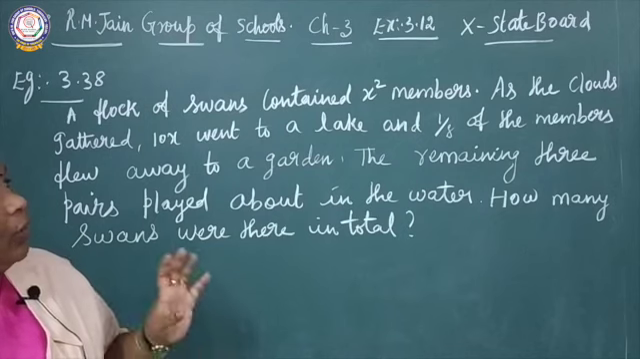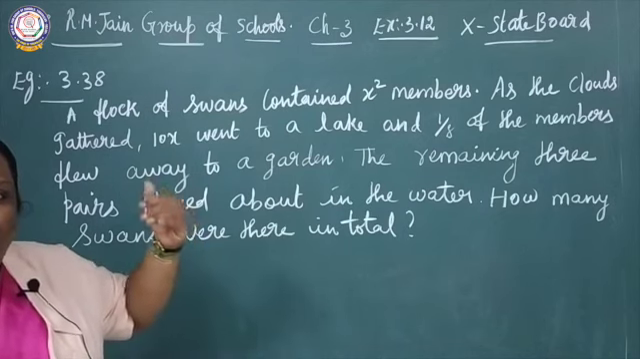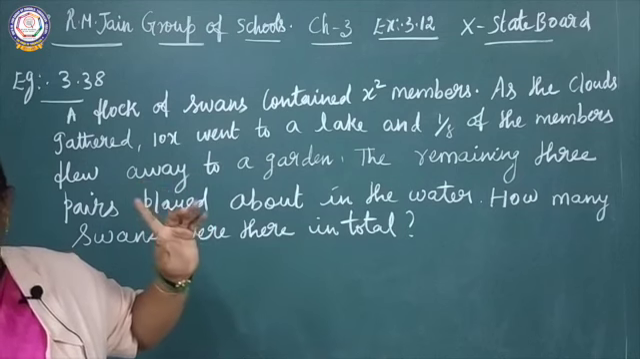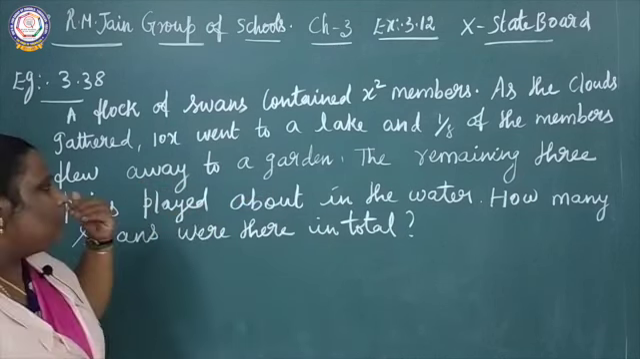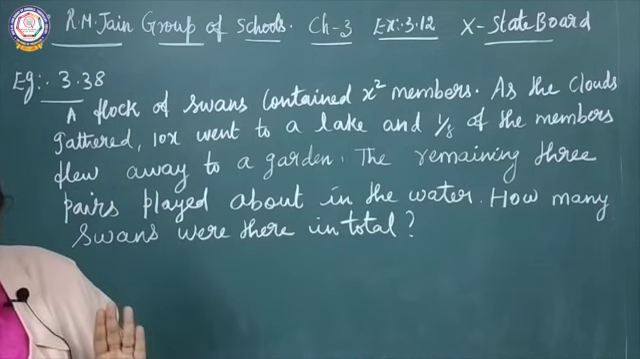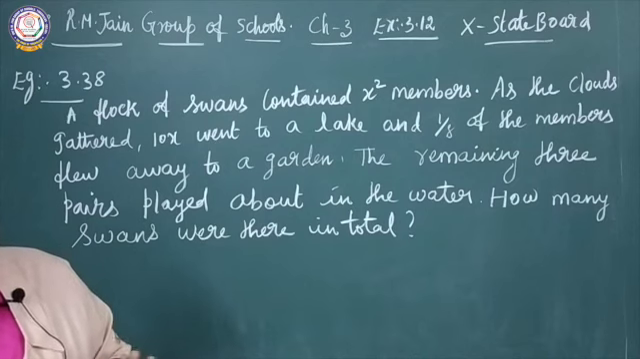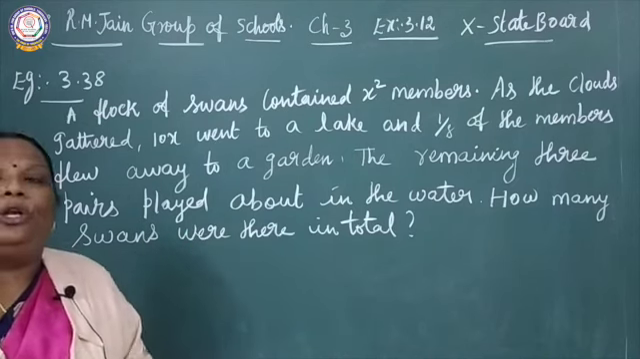See here, what are the terms given here? 10x of the swans went to the lake because the clouds gathered, it was raining. Next, 1/8 of the members flew away to the garden. Then the remaining 3 pairs are still in the water. So, how many swans were there in total?